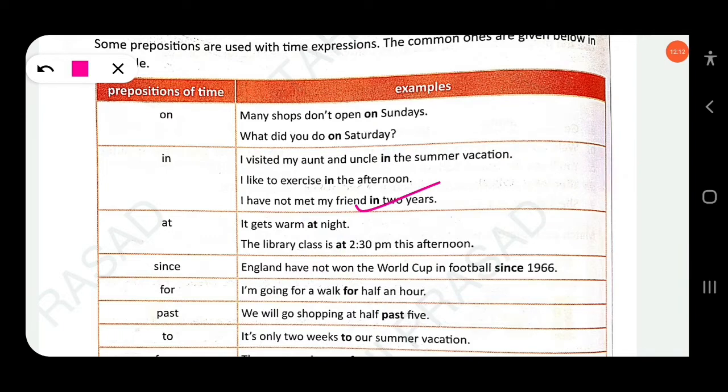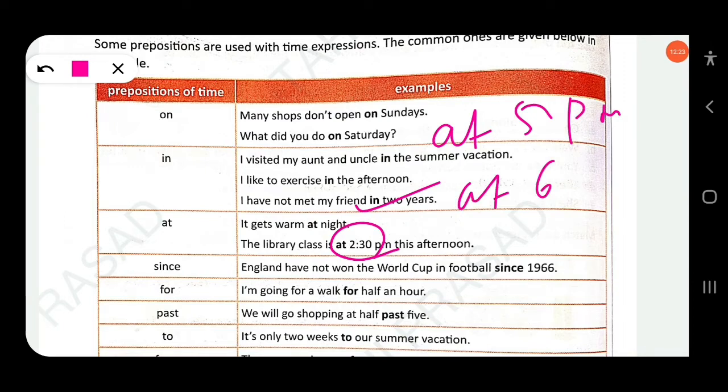Similarly, the library class is at 2:30. That means before a particular time, if a particular time is provided, like at 5 p.m., at 6 o'clock, this is a particular time. So you have to use "at".